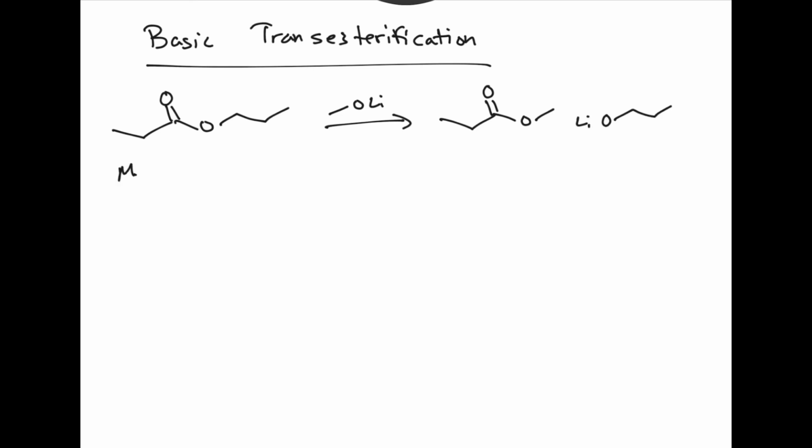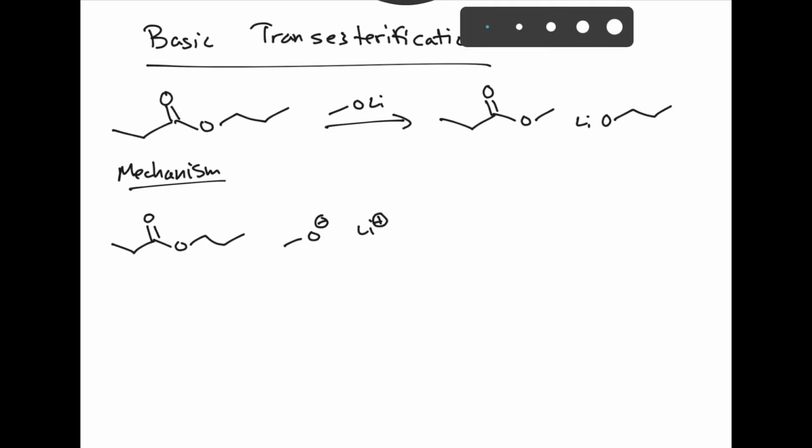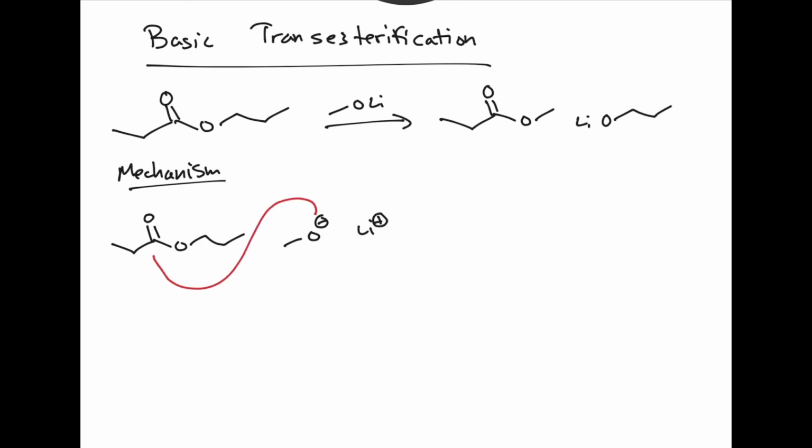So the mechanism here is a pretty straightforward tetrahedral intermediate mechanism. So we're going to have our ester, our alkoxide is a strong enough nucleophile that it can add directly to the carbonyl carbon, push electrons up. I don't have to do anything to the carbonyl carbon to make it more reactive. This is going to give us our tetrahedral intermediate, our O minus. We're going to have the metal hanging out by it.